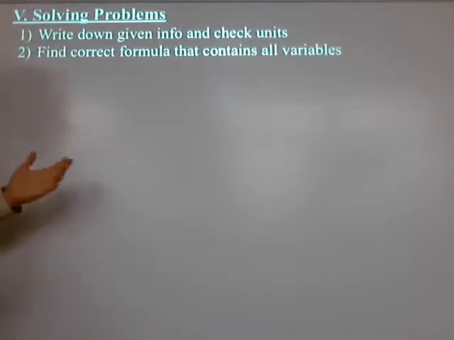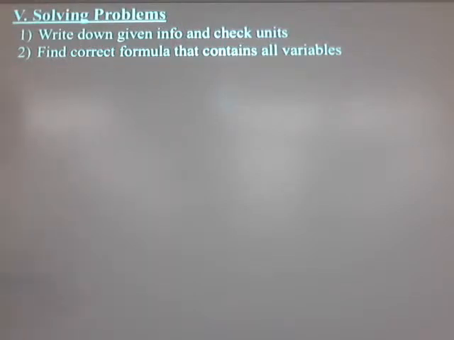Second step, you find a correct formula. Whatever that formula is, F equals ma, PV equals nRT, you find the formula that relates the variables you're given and looking for together.